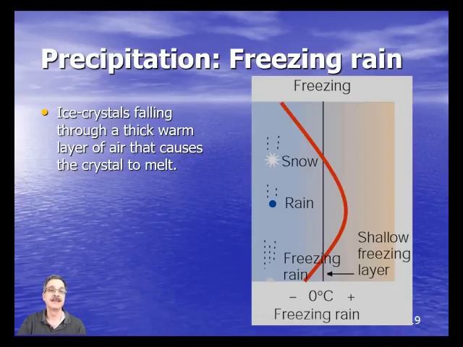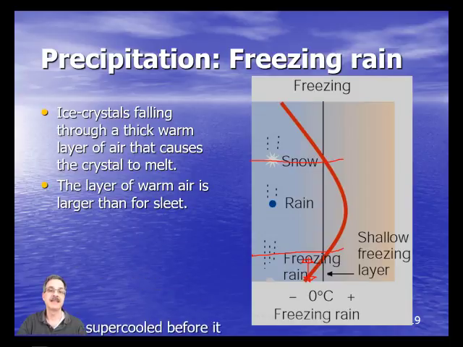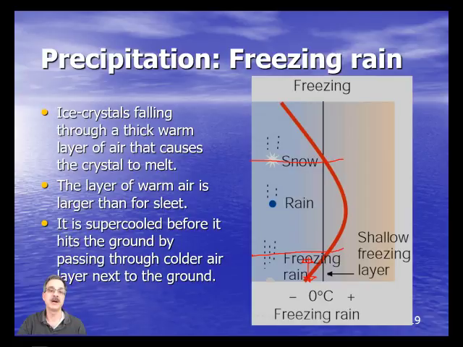Again, the ice crystal falls through a much thicker layer of warm air, and so the snow will melt and we get rain. But then there's a shallower layer of freezing air compared to the sleet. So the layer of freezing air above the ground is much thinner, and what happens is that this raindrop will supercool, and when it contacts the ground, it will freeze.